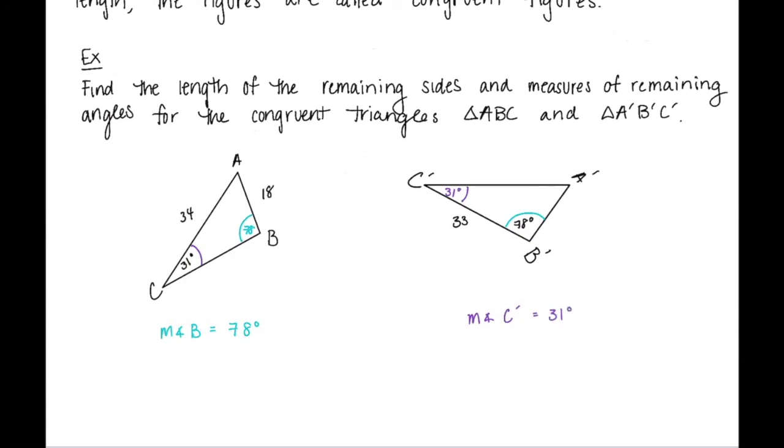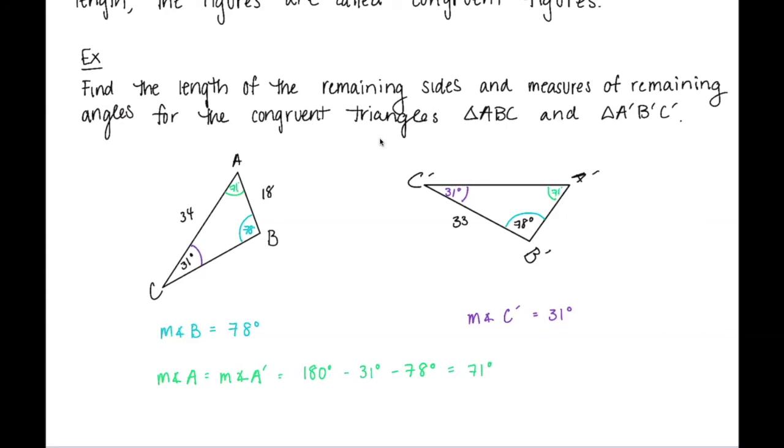Now to find this last angle, which is the same as angle A prime, the measurement of angle A is the same as A prime. In total, it has to be 180. So I'm going to go ahead and subtract the two angles we have, the 31 degrees and the 78 degrees. So this angle has to be 71.